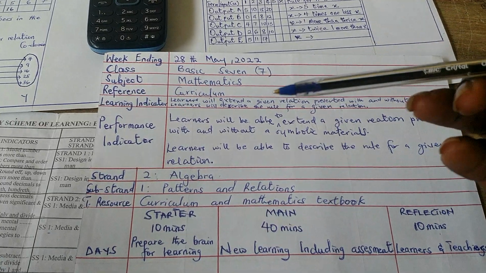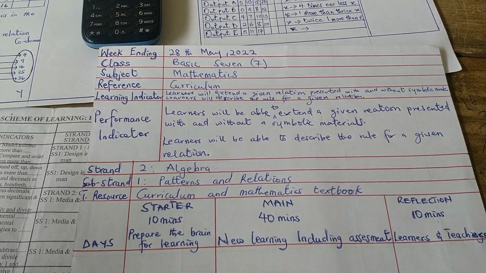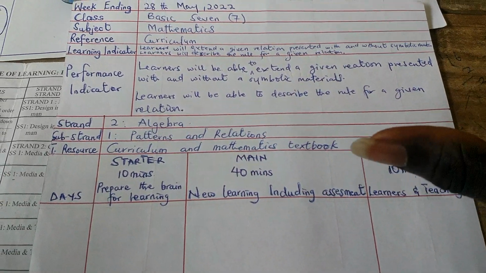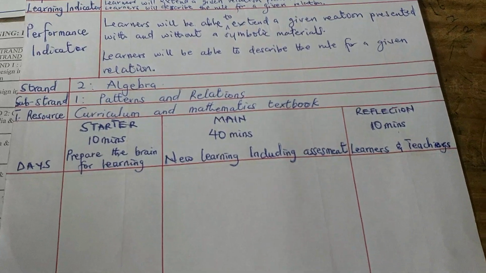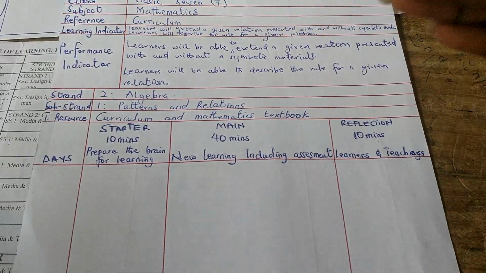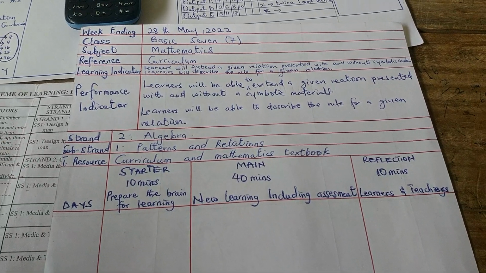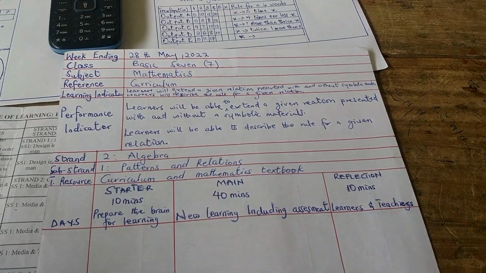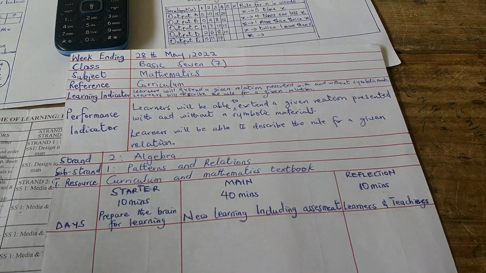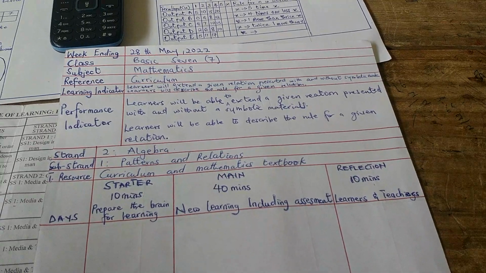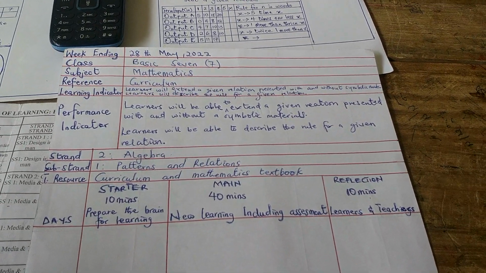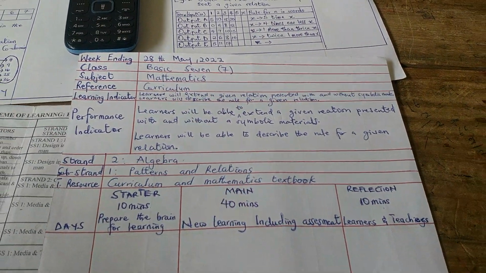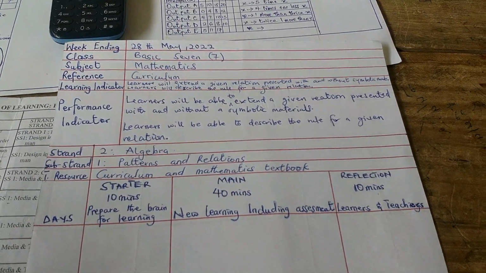And what do you do during the starter? You have to prepare the brain for learning. If the topic you're about to introduce to the class is something new, something they've not heard of, then you try to bring a song relating to the topic or the strand you are coming to teach. So when you look at patterns and relations, try and see if you can figure out numbers or a song that can relate to the topic you're about to present, so that it will prepare their brain for learning. Because they will be dull when you are coming to teach them, so you have to do a starter.